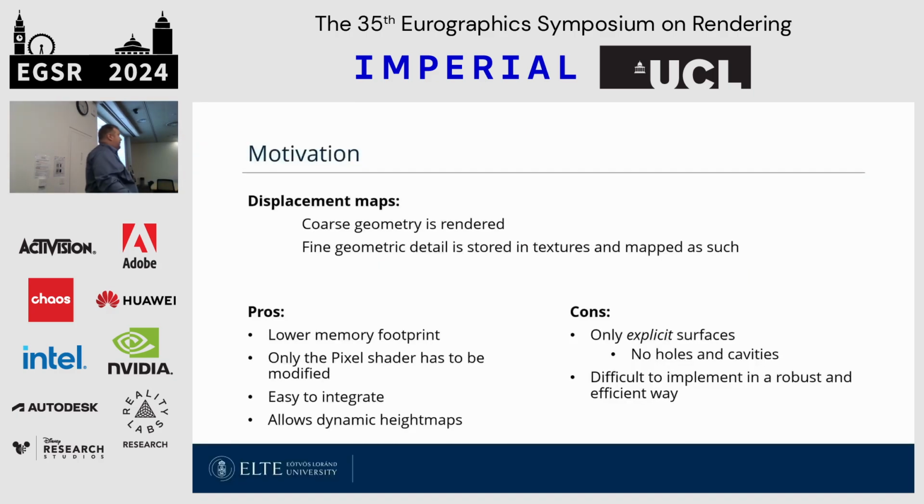And despite it not being brand new, it has some advantages. For example, it has a very low memory footprint, and it basically needs only the pixel shader to be modified, so it is easy to integrate into any existing system. If someone has been in the game industry, such as myself, they know that, for example, during crunch time, it's a very important property. Also, it easily allows dynamic height maps in theory.